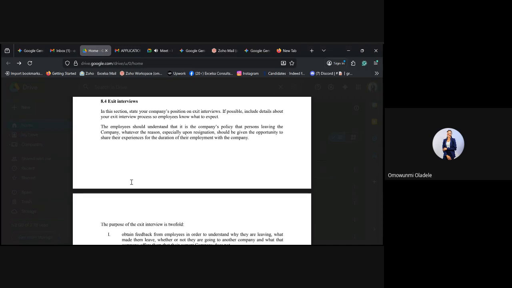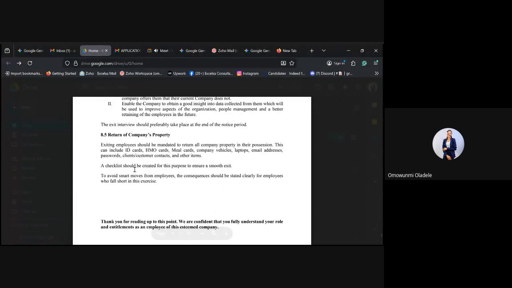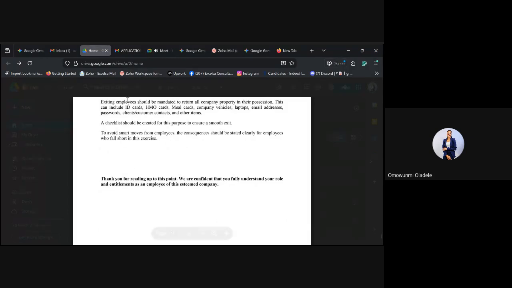These are exit interviews that have to be in place, right? So this is basically the basics of employment, or of an HR handbook or procedures within the organization. It differs. If you are an HR professional in an organization, you need to know what works for your organization.